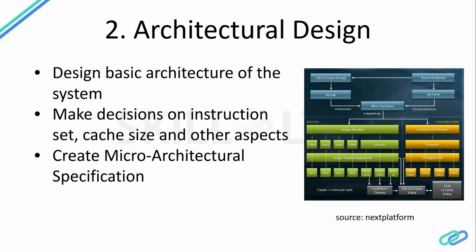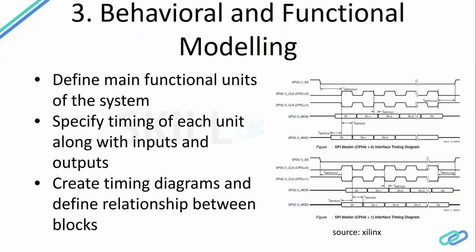So in the next step, you have to do the behavior and functional modeling. In this step, you need to define the main functional units of the system, and then you need to specify the timing of each unit. As you saw in the previous slide, there were different blocks in the system, and there will be a timing for each of those units. And when it comes to a design, timing is very critical. A lot of things can make or break because of the timing. So the timing is exactly defined in this step.